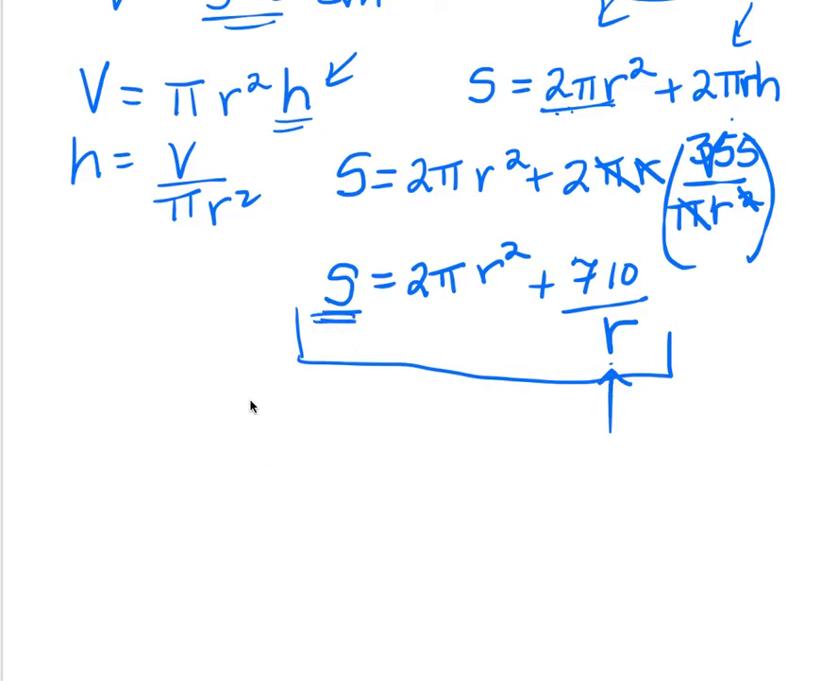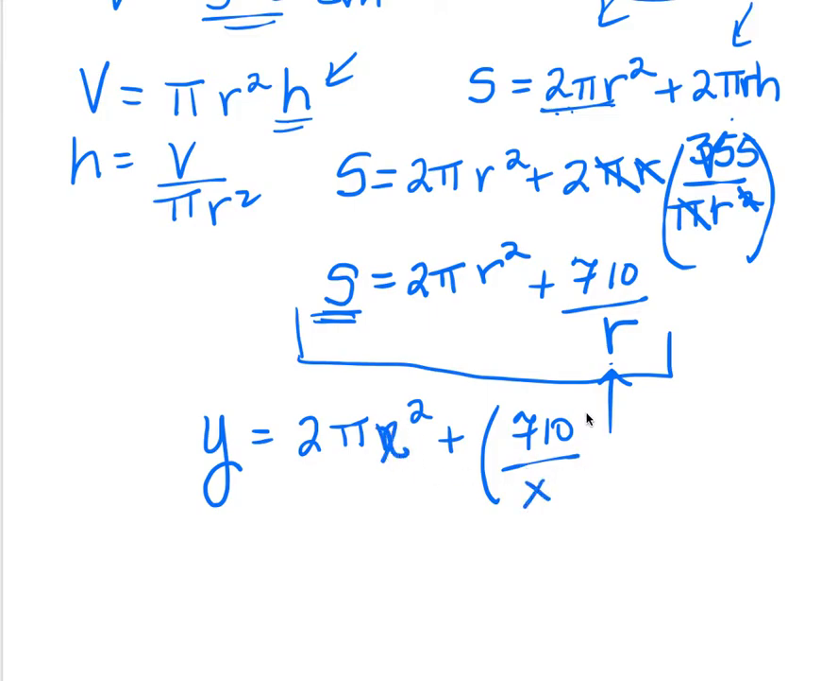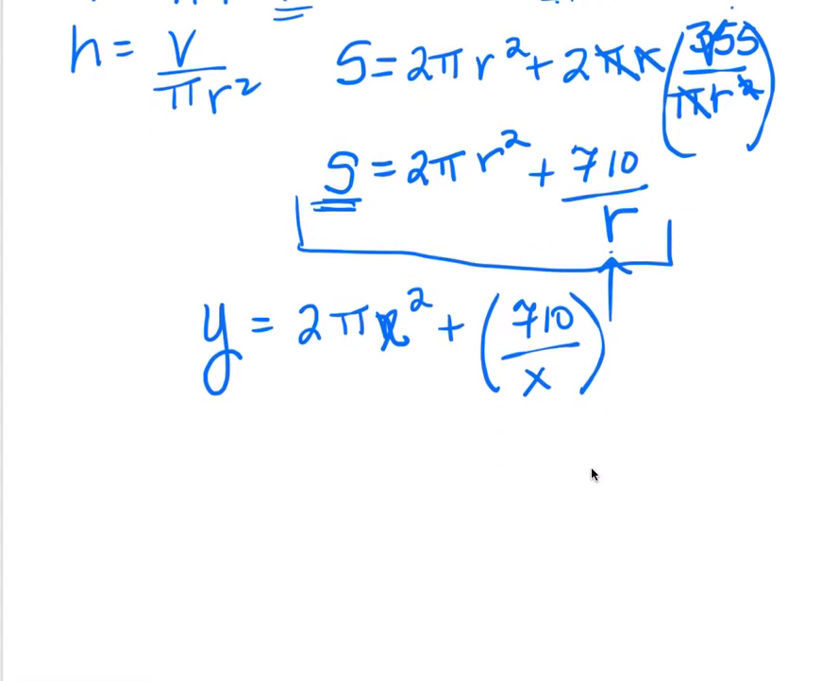So you're going to put this in your calculator as y equals 2 pi r squared plus, and you've got to put this in parentheses, 710 divided by, oh, and actually this will be x here, and that'll be x. So put that in your calculator. And also, just to save you a little bit of time, I'm going to give you the window dimensions. Again, it's trial and error, and I'm sure you could figure it out. It's just going to take a little bit of time.